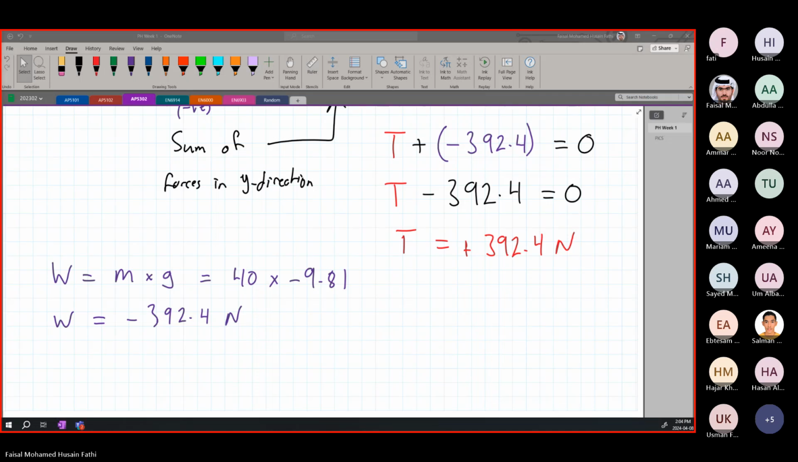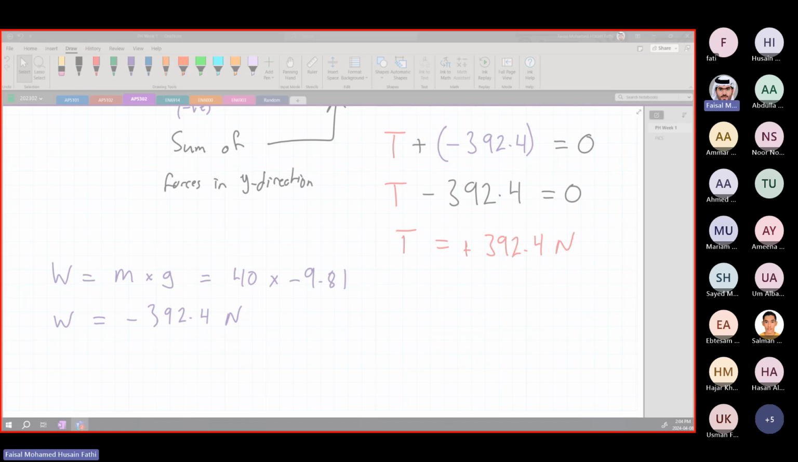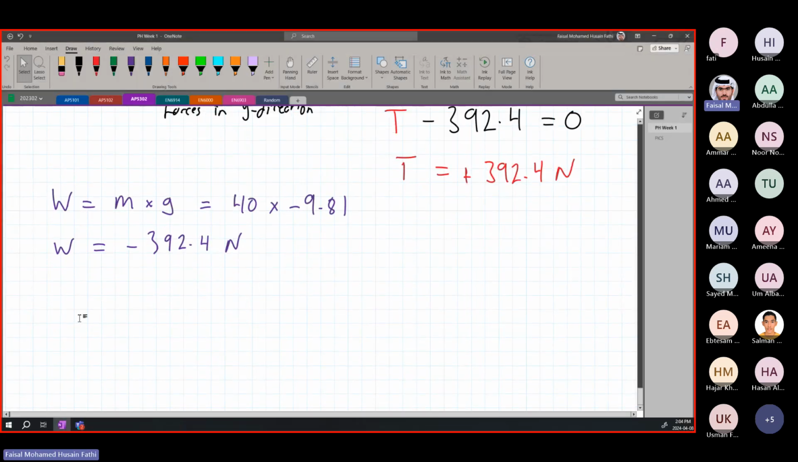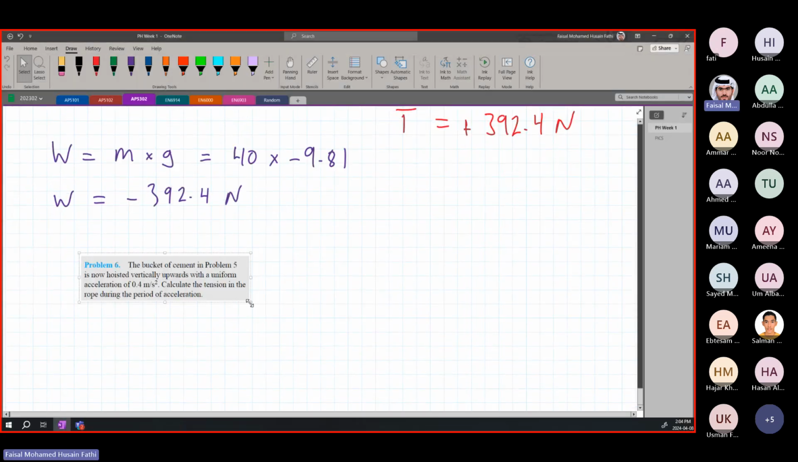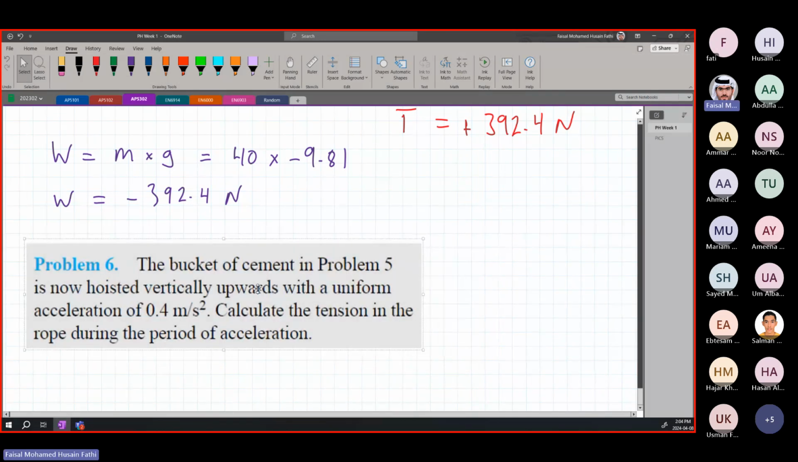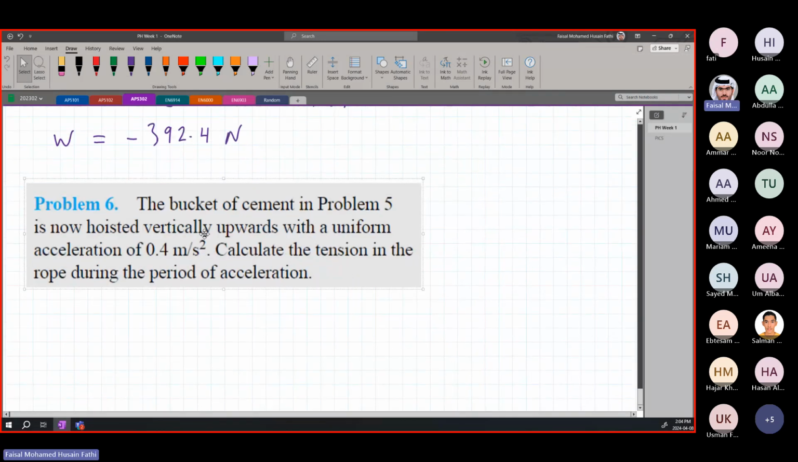All right. Let us do another question. This is a continuation, actually, of this question. It says here, the bucket of cement in problem 5 is now hoisted vertically upwards with a uniform acceleration of 0.4 meters per second squared.